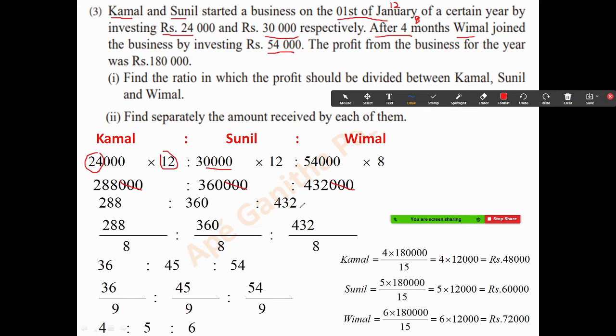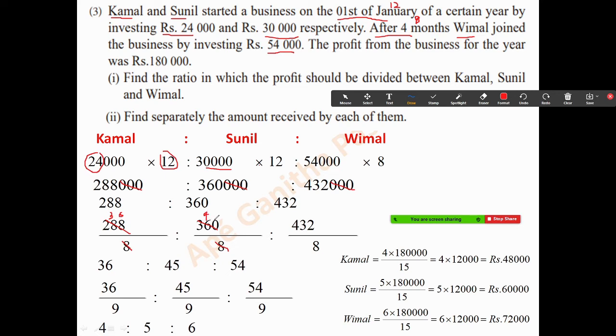Now simplify all the 3 parts by dividing by 8, because all are divisible by 8. When you divide by 8, 8 into 28, 24, then 4 remains. 4 and 8 means 48. 8 into 6, 48. So 36. When you divide this part by 8, 8 into 36, 32.